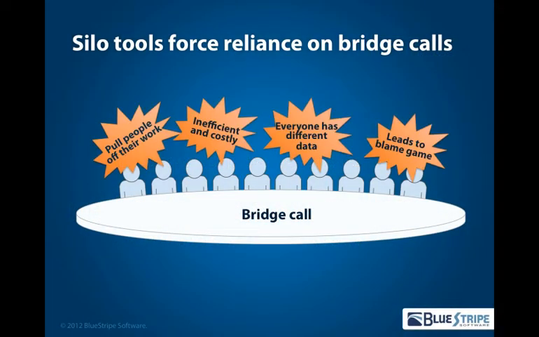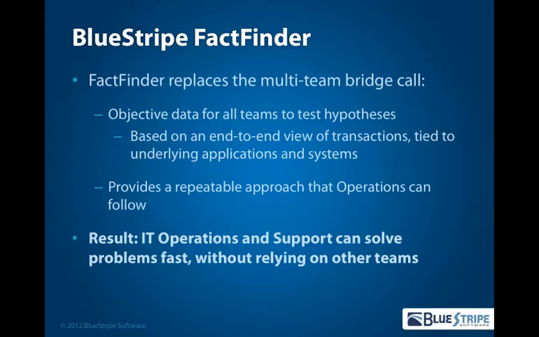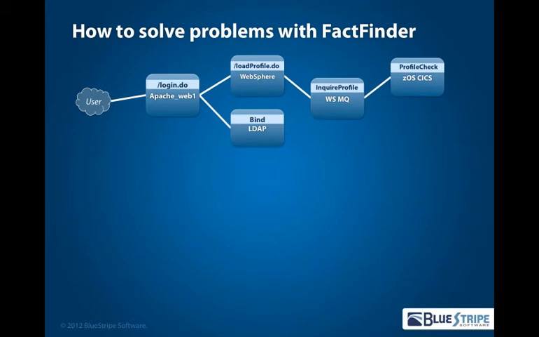FactFinder's role in problem-solving is to replace the costly and ineffective bridge call process. It provides an objective set of data that everyone can look at and have a single source of truth to test hypotheses. FactFinder provides this data with an end-to-end view both of the user's transactions as they flow across servers and a deep dive view into those servers to see the application components and hardware resources that they're using. FactFinder also provides a repeatable approach that any operations team member can follow to reliably solve problems. So, with FactFinder, IT operations teams can solve problems fast without having to draw other teams into a bridge call. Here's how you solve problems in FactFinder.